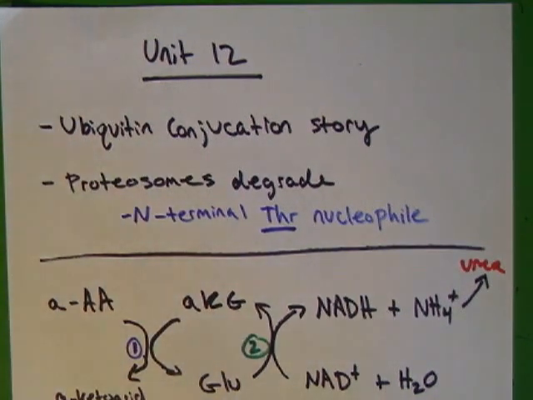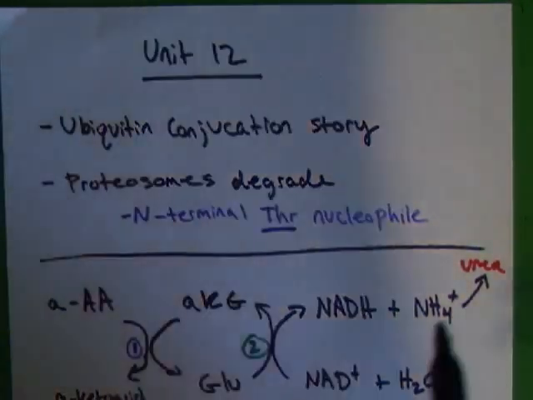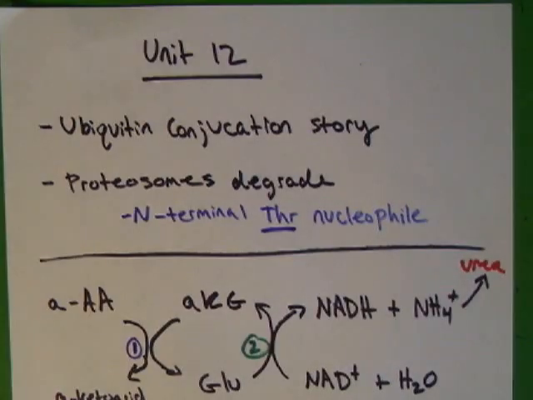So the first part of Unit 12 is talking about ubiquitin. The first thing I know is the ubiquitin conjugation story. It's on a slide. It looks like this. It tells the whole thing about enzyme 1, 2, and 3 and what they do. You could ask a couple questions about that. So I'd be familiar with that.